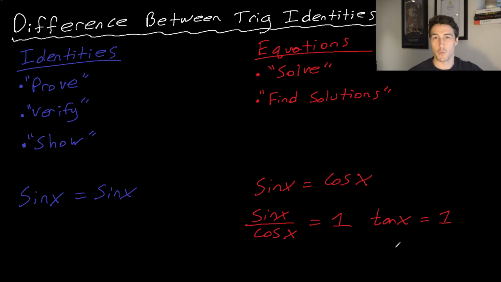So that's what we're doing when we're doing trigonometric equations. We're solving for certain x values where that would be the case. For identities, it's always the case. It's for all possible angles. Now, some of the words that you should be looking for when you're trying to decipher whether it's an equation or an identity: for identities, they're going to say things like prove, verify, or show. Whereas for equations, they'll say solve or find solutions.